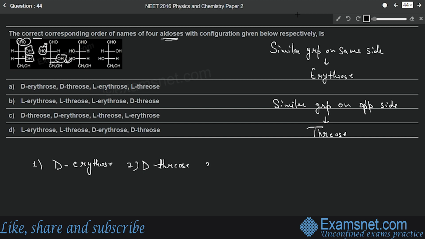Now the third one, here both the OH groups are on the left hand side, so it will be L erythrose. Both are on the same side, the left side. The last one has both on opposite sides, so this is a threose, but the lower one is on the left hand side, so it is L threose. So the correct sequence will be D erythrose, D threose, then L erythrose and L threose. The first option matches, so option A is the correct answer here.